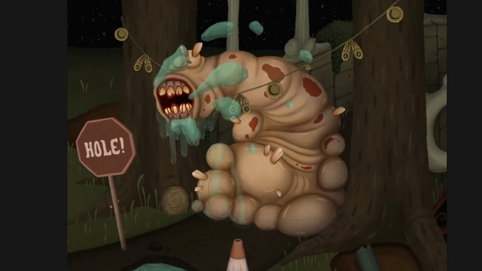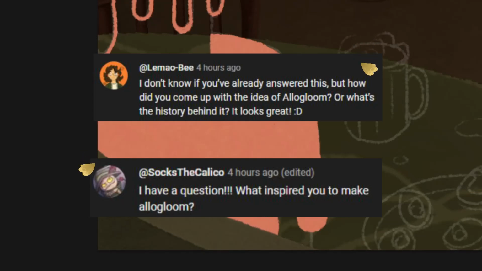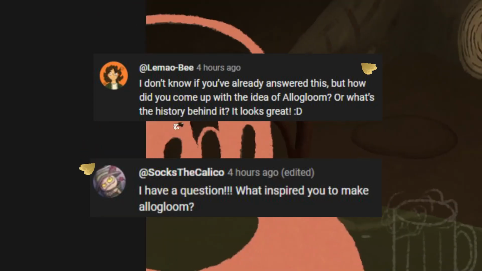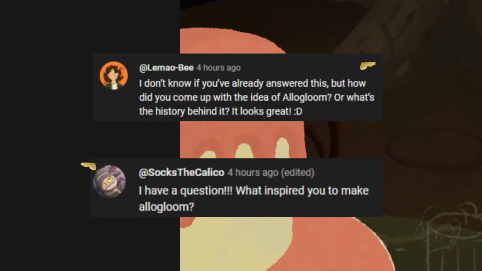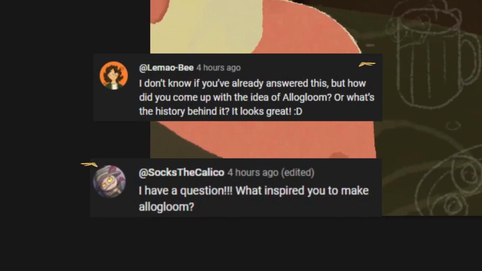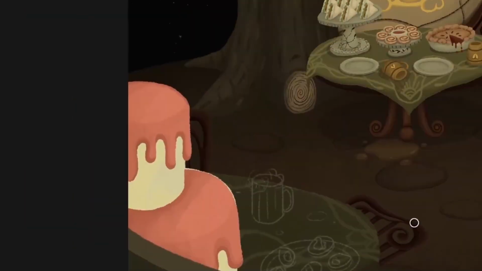On to the inspiration questions. I'll be answering Edit Buzzbank's question about inspiration here, as well as Lamau B and Socks the Calico. So you all sort of asked what inspired me, how did I come up with the idea of Allogloom, what's the history behind it, and I will answer that in sort of one big lump. Okay, to answer all your questions about inspiration.